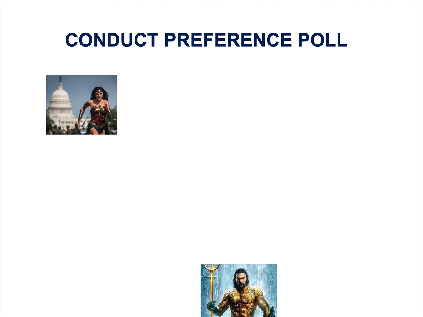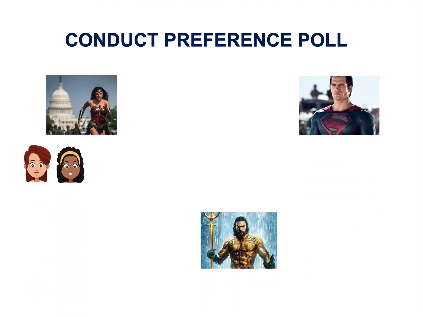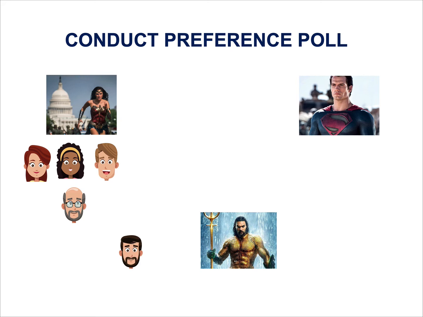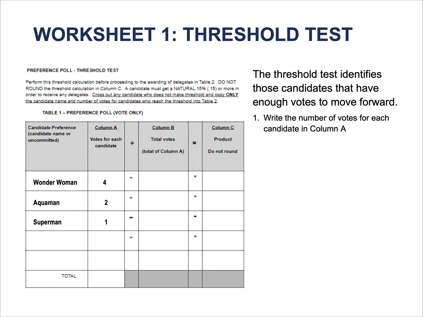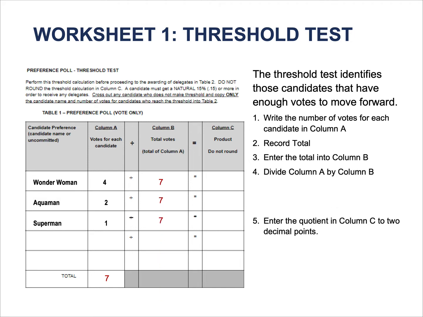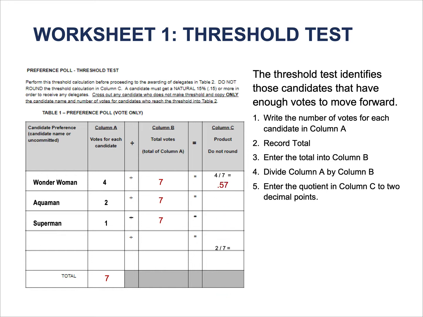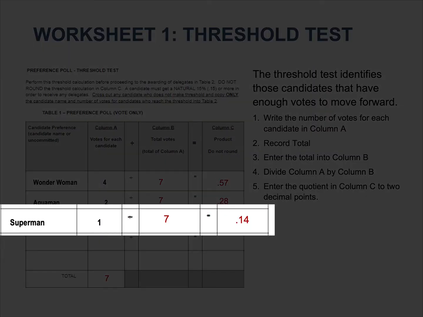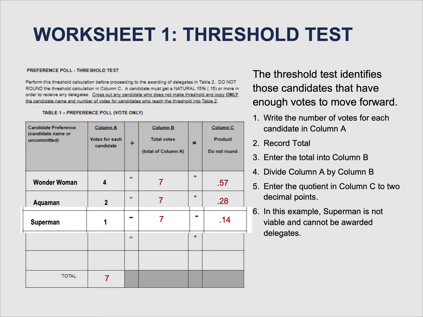So we conduct our preference poll, and we see that Wonder Woman still has her 4, Aquaman still has his 2, and Superman still has his 1. We then fill in the number in column A, record our total, and enter that total into column B. We do not round. We then divide column A by column B and enter the quotient into column C. So here we see that with 14% of the vote, Superman does not meet the viability threshold and therefore does not move forward.